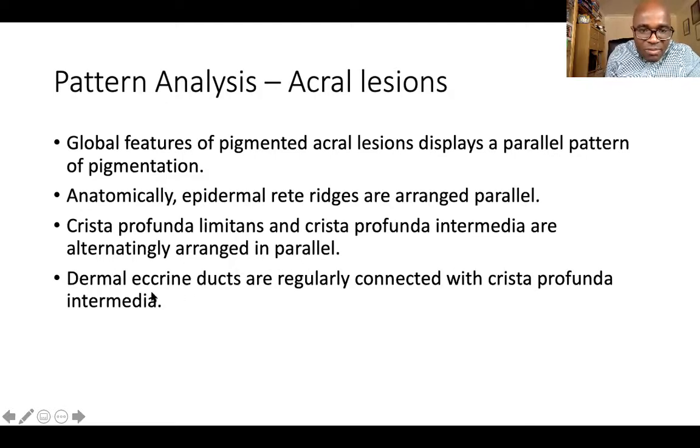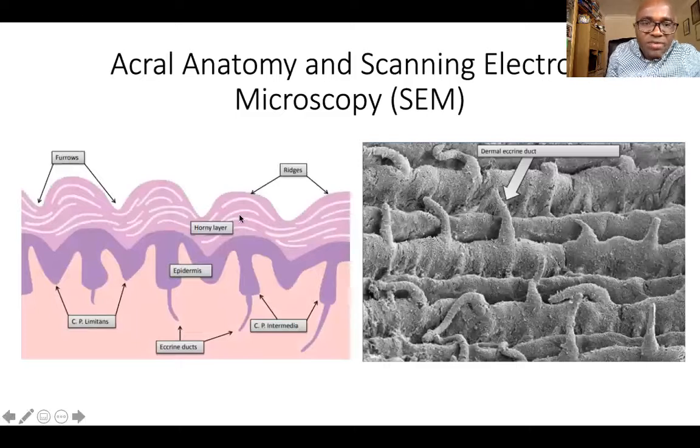So the dermal eccrine ducts, which protrude into the dermis from under the surface of the epidermis, are regularly connected with the crista profunda intermedia. So the crista profunda intermedia, where you have your ridges, is where you see the dermal eccrine ducts, which is where you sweat from, your sweat pores on the surface of your palms and your feet. This is where the eccrine ducts empty onto the surface. So this is what I'm trying to describe up there.